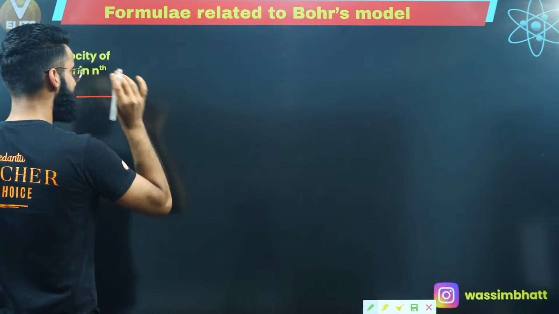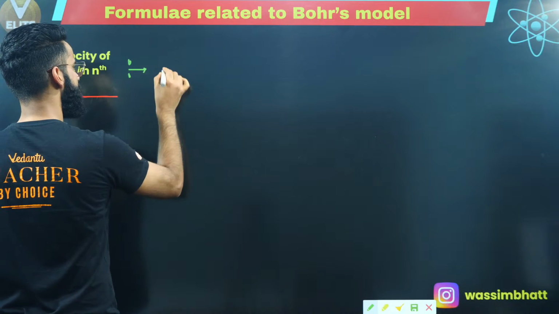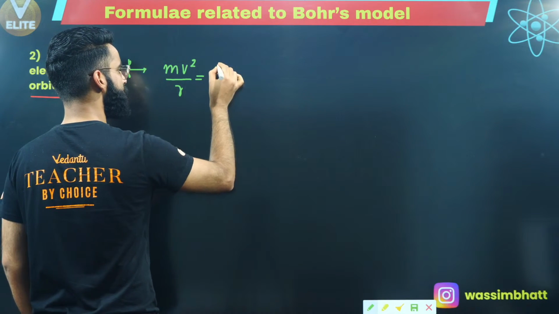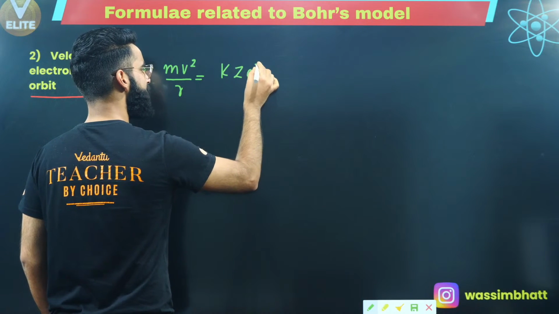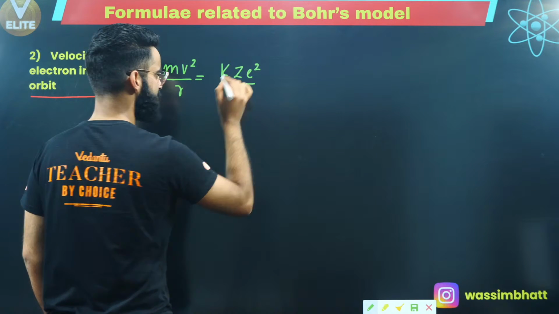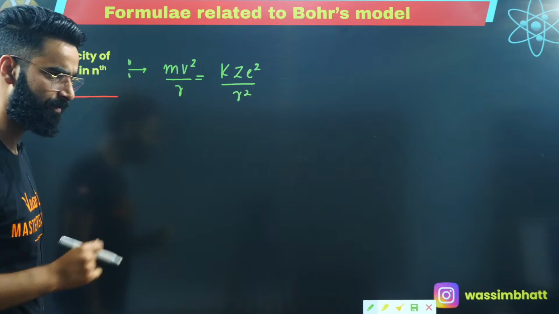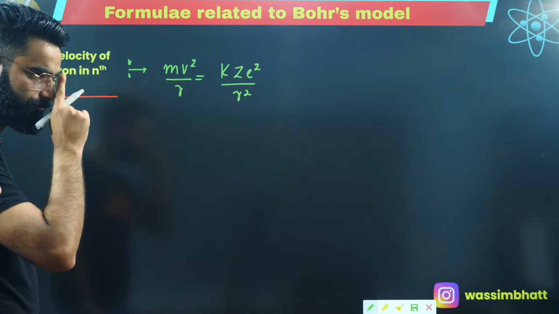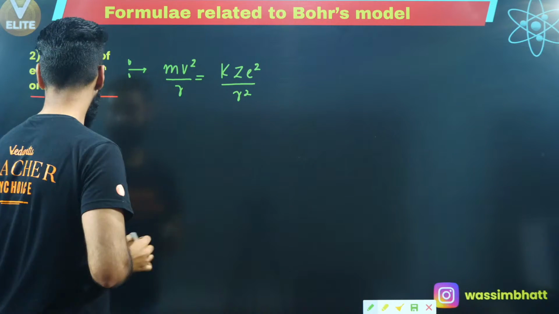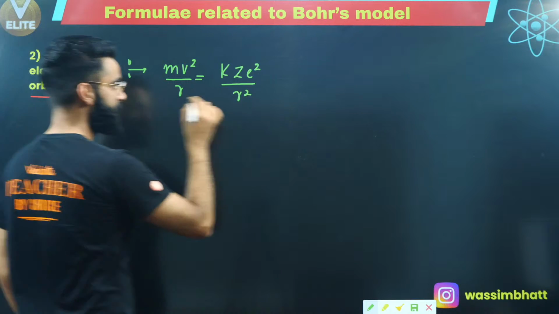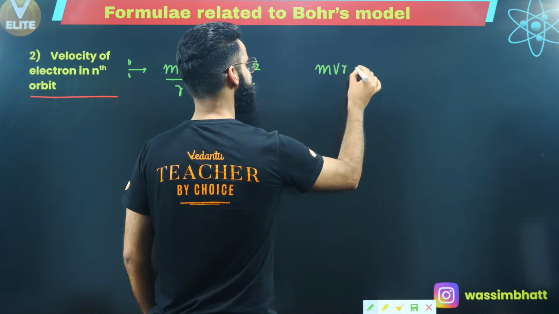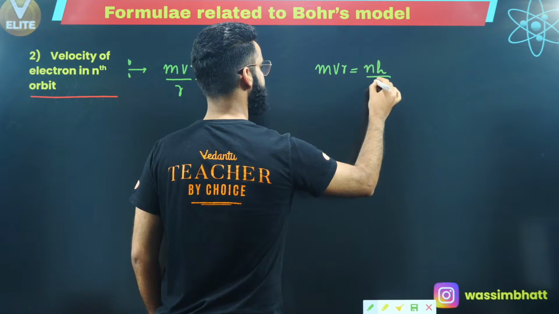First of all, till now we just know two formulas. One is mv square divided by r is equal to k z e square divided by r square. This was the first formula if you remember. The second formula was mvr is equal to nh upon 2 pi.